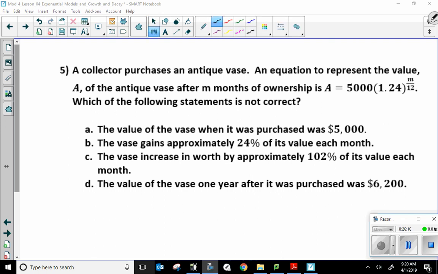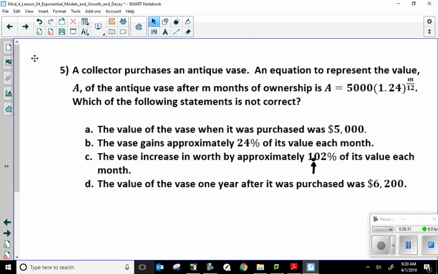And before we get going, there's a typo here. This should be 1.24, see that right there? It should be 1.02%. Let's get that out of the way. And of course, if there's a typo there, that probably means that's the important one. It's probably the answer. But let's figure this out, okay?